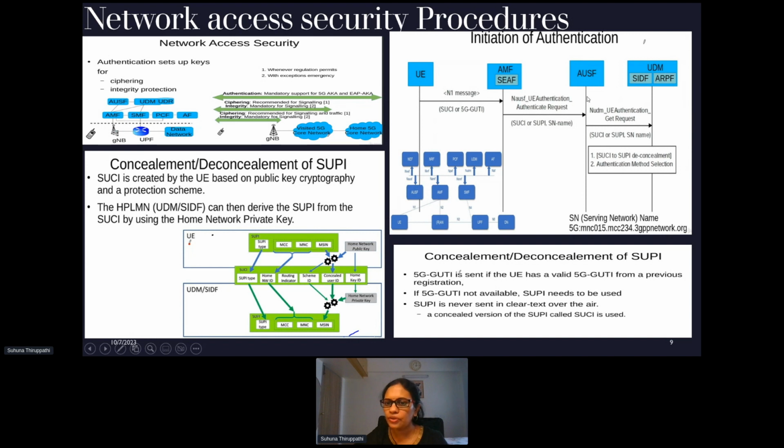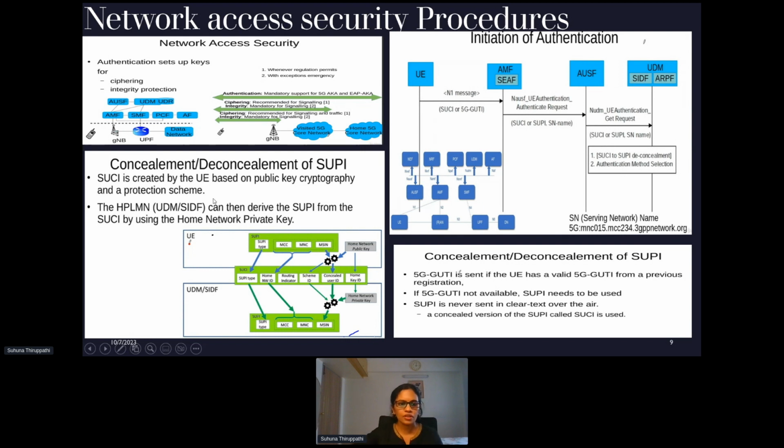So it is sent to the AUSF, and then AUSF sends the authentication request to the UDM with the SUPI and serving network name. Once UDM receives it, it does the authentication method selection and sends the response back in the same format, which would be Nudm_UEAuthentication_Response. Similarly, in AUSF, Nausf_UEAuthentication_Response messages would be sent, and the UE gets authenticated with the network.